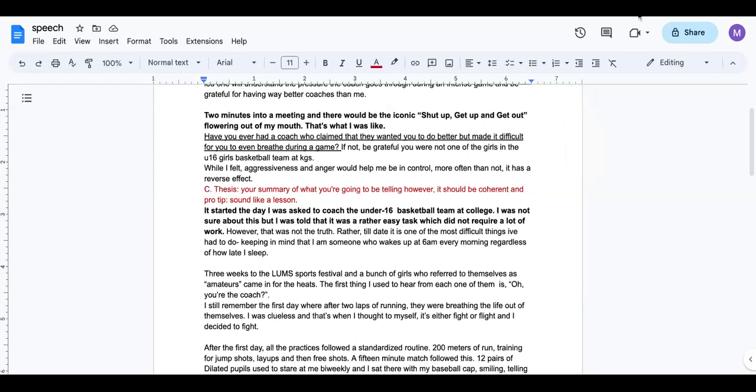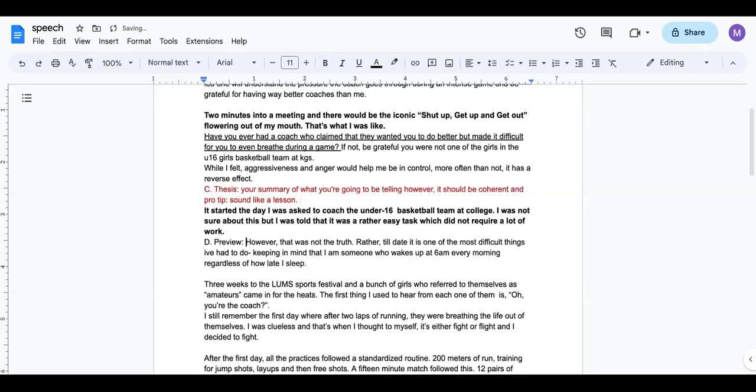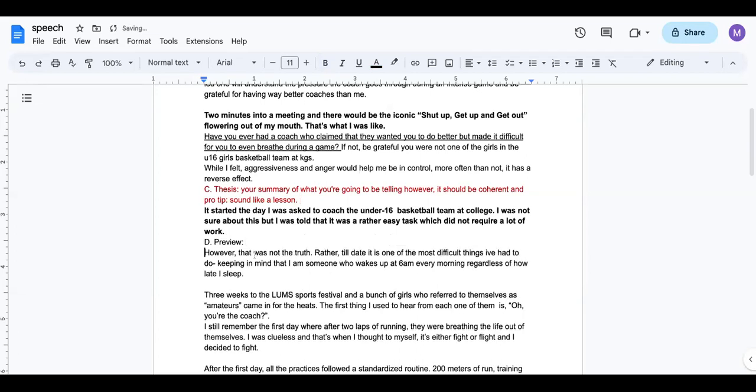Okay, so that's your thesis. Then you move ahead, and you have another thing in your introduction, and that is basically your preview. Now, your preview is where you're actually starting your speech. Why is it called the preview? Because you will be giving information that the audience needs to know before you start your speech.